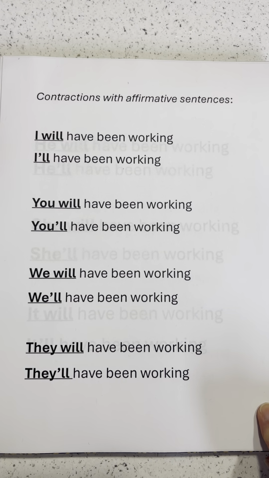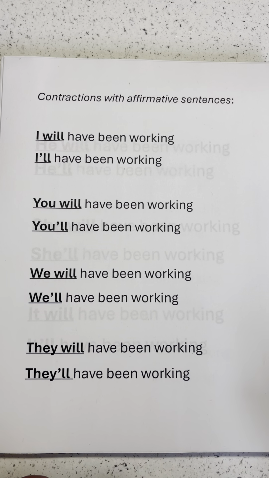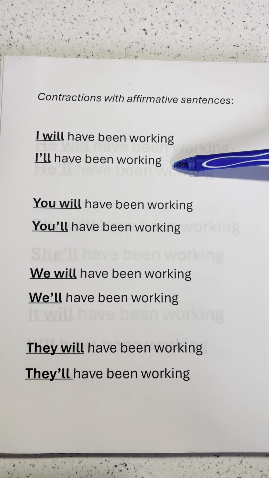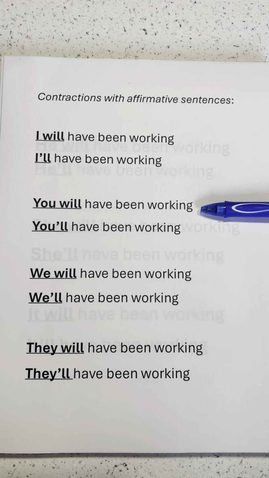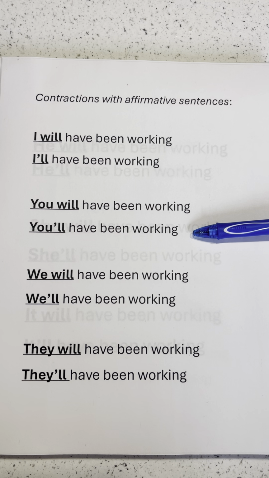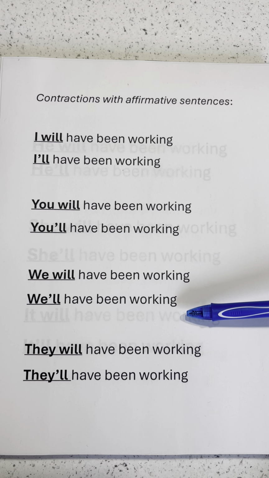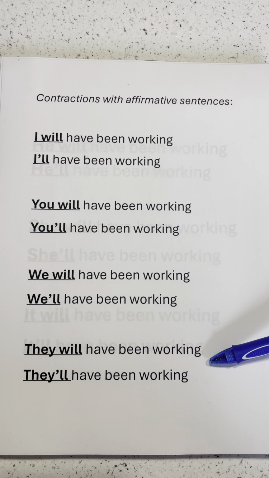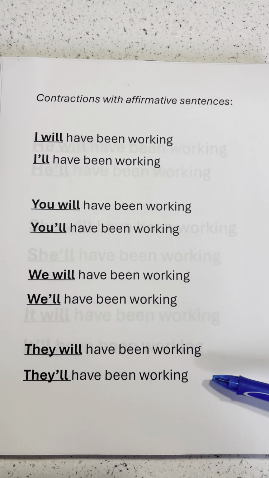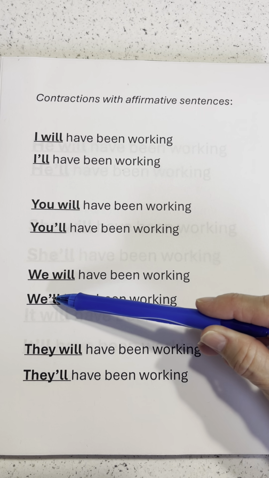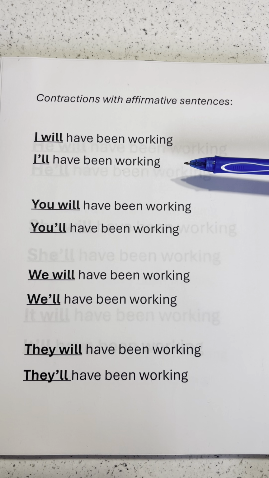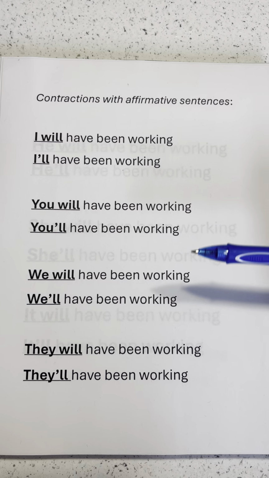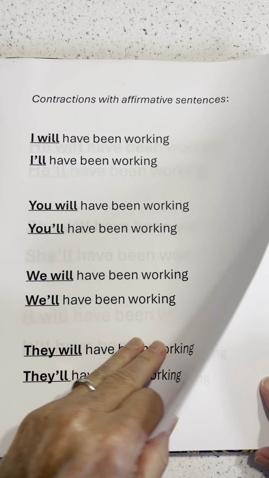Now, let's turn the page and do affirmative sentences, but this time with some contractions. What we are contracting is the subject pronoun and the word will, or the first two words. So I will have been working, in a contraction, will be I'll have been working. You will have been working will be you'll have been working. We will have been working will be we'll have been working. And they will have been working, in a contraction, will be they'll have been working. Again, don't forget your apostrophe with contractions. So just to pronounce these contractions one more time: I'll, you'll, we'll, they'll.